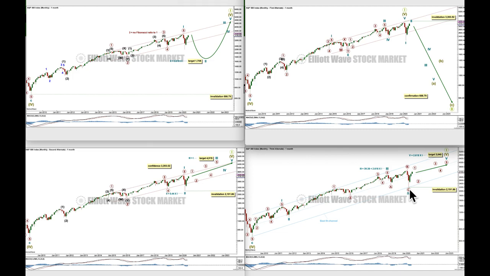A fifth wave may be beginning here. This may make a little bit more sense than considering a third wave beginning here, and for that reason I do want to consider this alternate wave count.